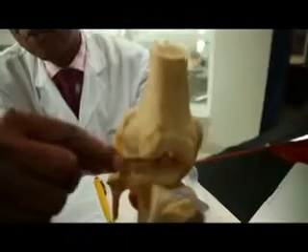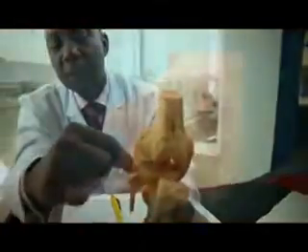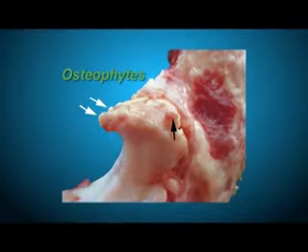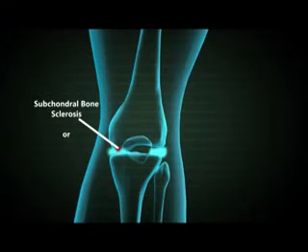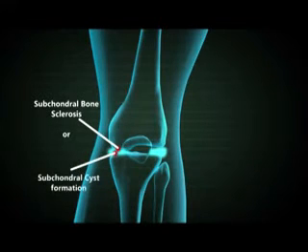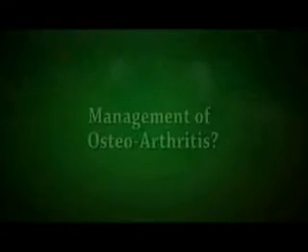So we'll say the patient has got reduced joint space. You can also have some knobbly swellings at the margin of the femoral condyle or tibia plateau. These are called osteophytes. In addition, you may find some thickening of the bone on X-ray, which we call subchondral bone sclerosis. And then in advanced cases, you can have subchondral bone cyst formation. So those are the radiological features that you may find.